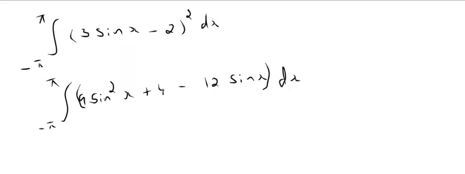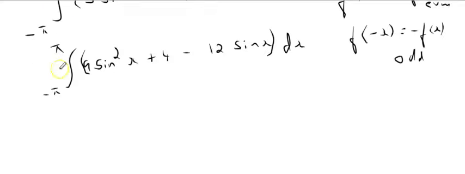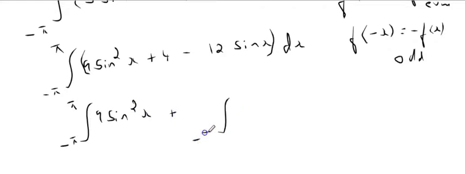Now what is an odd function? When you write f of x is equal to f of minus x, that is supposed to be an even function, and when f of minus x is equal to minus of f of x, then that is an odd function. Okay, so this is an odd function and this is an even function. Now look into this. Let us now separate this: integration of minus pi to pi 9 sin squared x plus integration of minus pi to pi 4 dx minus integration of minus pi to pi 12 sin x dx.